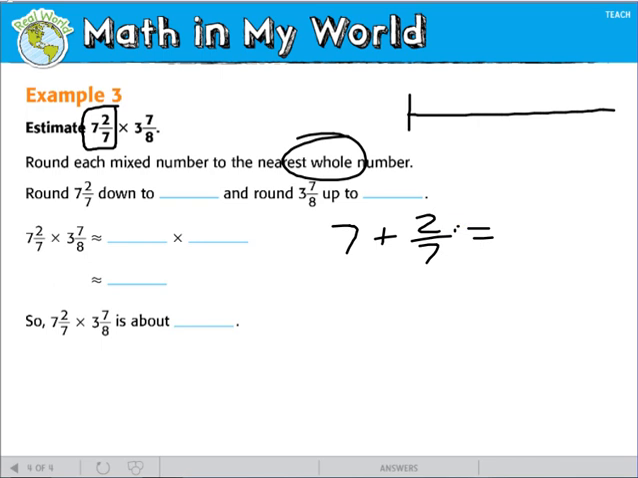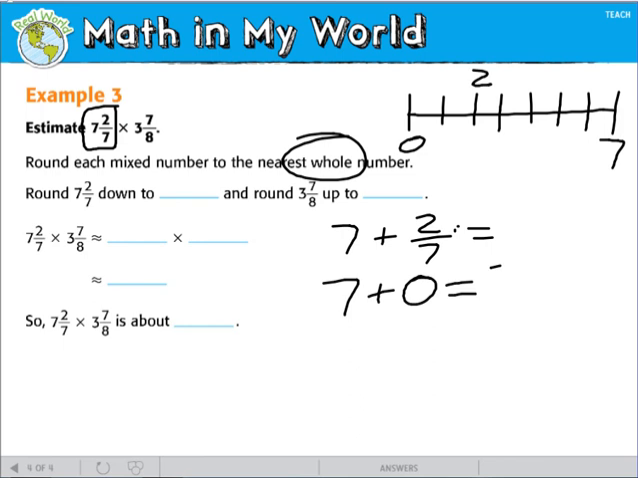Well, let's see. Here's my number line, right? 7's over here, which is equal to 1. 0 is here. 1, 2, 3, 4, 5, 6, 7. Here's 2. Is 2 closer to 0? Yes. Or is it closer to 7? 0. So 2 sevenths is going to round to 0. So we're going to have 7 plus 0, which is 7. So this rounds to 7.